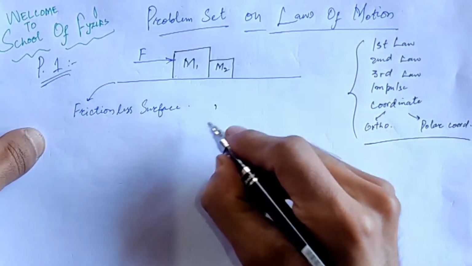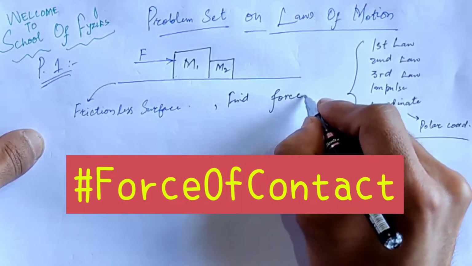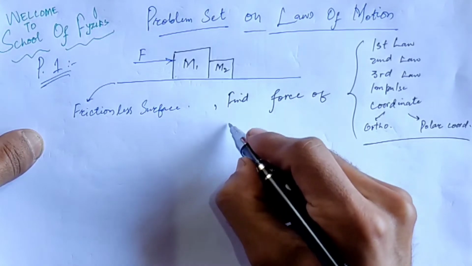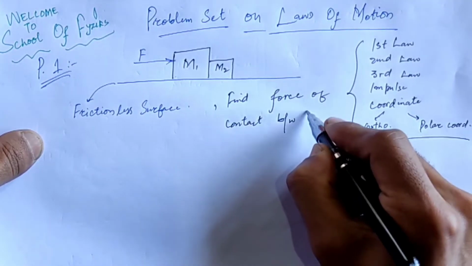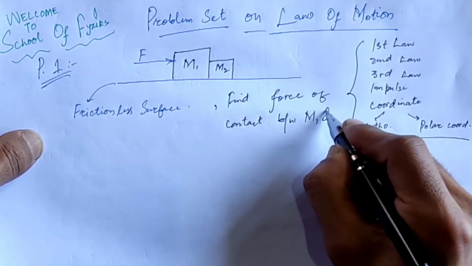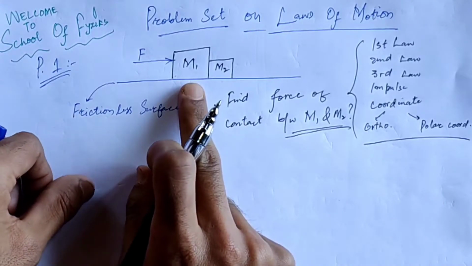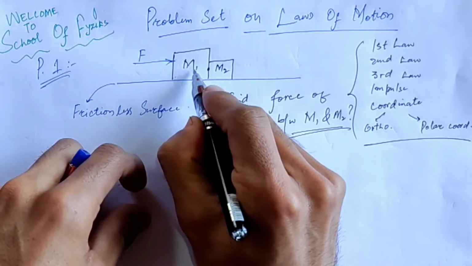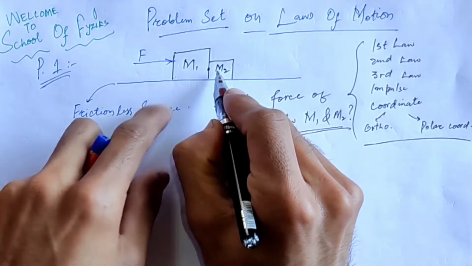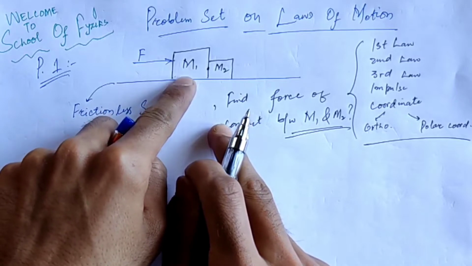We have to find the force of contact between m1 and m2. This is the problem to be solved. So we have to find the force which is acting between the bodies m1 and m2, not this force. This force is acting on the first body only.